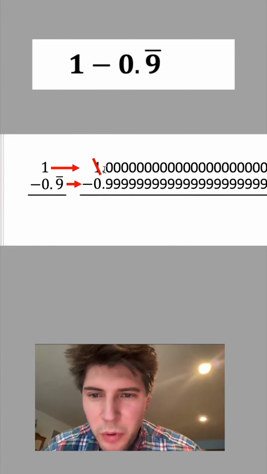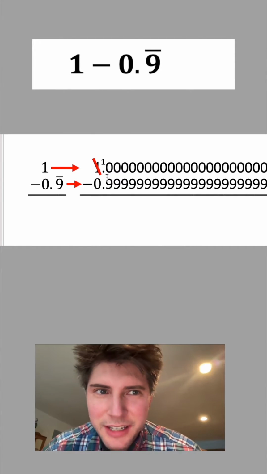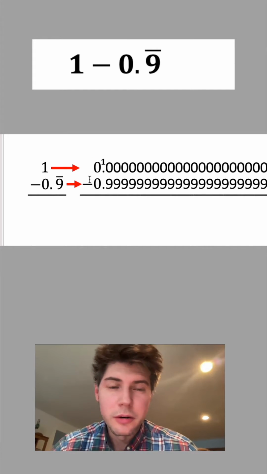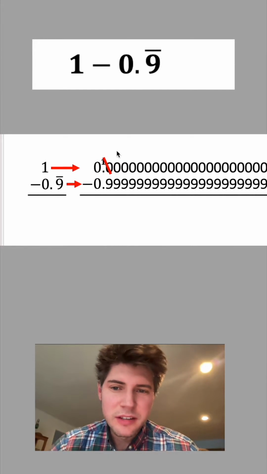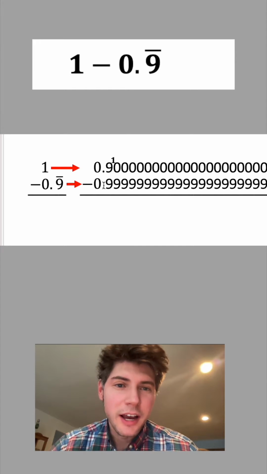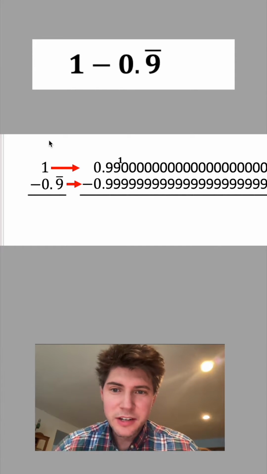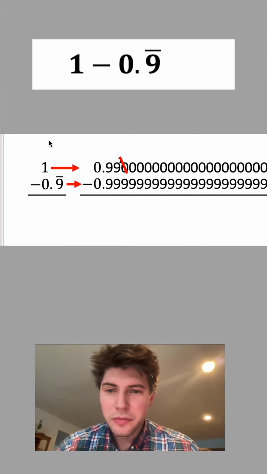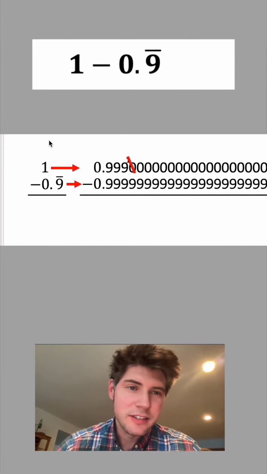So I borrow from this 1 and make this first 0 a 10. And then that makes this 1 that I borrowed a 0. So then I borrow from this 10, which makes the next one down a 10, and that one a 9. Then I borrow from that 10, which makes it a 9, and the next one down a 10. Then I borrow from that 10, which makes it a 9, and the next 0 a 10.